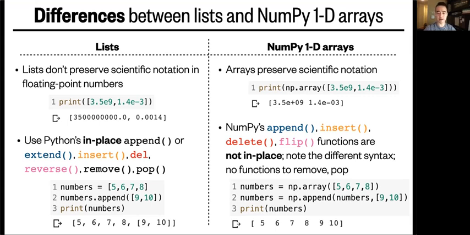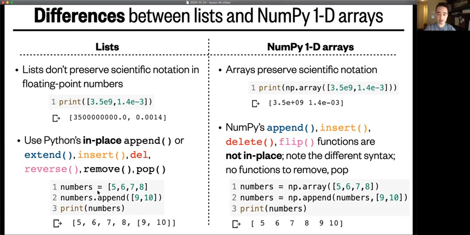This next one is a bigger difference. Hopefully you remember that there are these list functions Katie introduced in lesson 3. And with lists, you can extend, insert, del, and reverse. Well, NumPy has similar functions for arrays. And those are append, insert, delete, and flip. Though it doesn't have a remove or pop function.